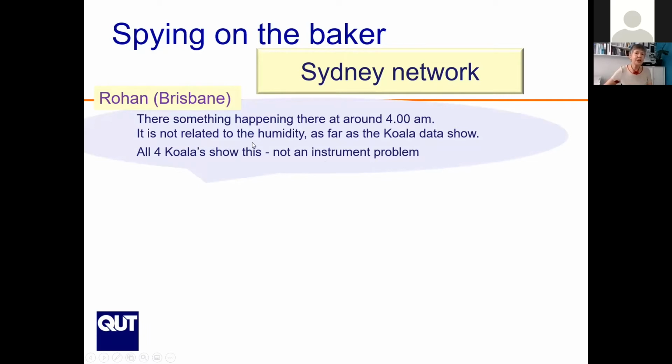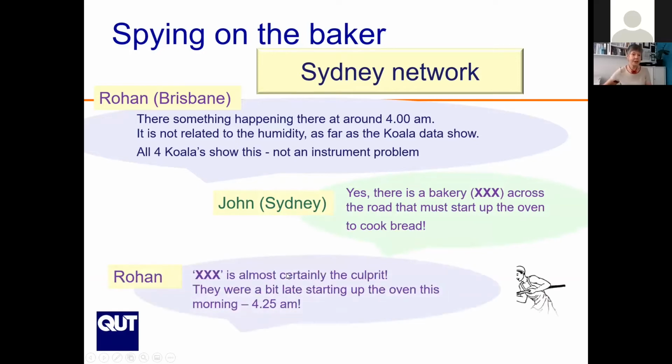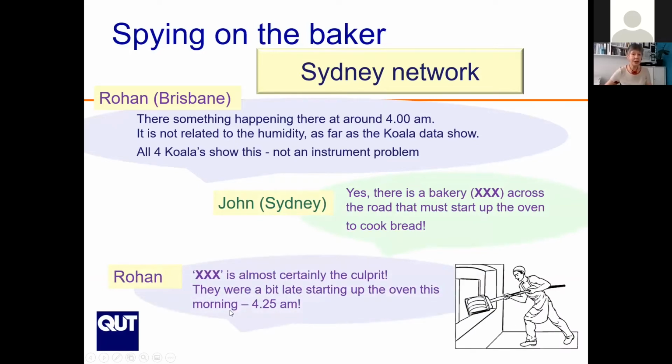And it was not related to the humidity. When humidity is higher, particularly fog, those fog particles are counted and measured by our PM2.5 sensor. And as far as the koala data show, all 4 koalas show this, so it's not an instrument problem. So what's happening at 4 a.m. there? And John from Sydney reported, well, yes, there's a bakery across the road that must start up the oven to cook bread at 4 a.m. And Rohan's response was, yes, it's almost certainly the culprit, the bakery. But they were a bit late starting up the oven this morning. They started at 4:25 a.m.